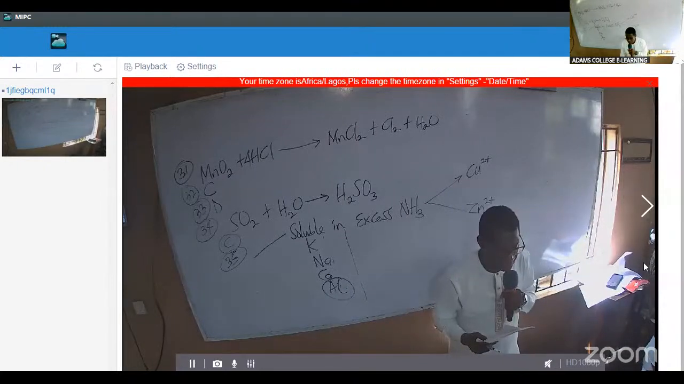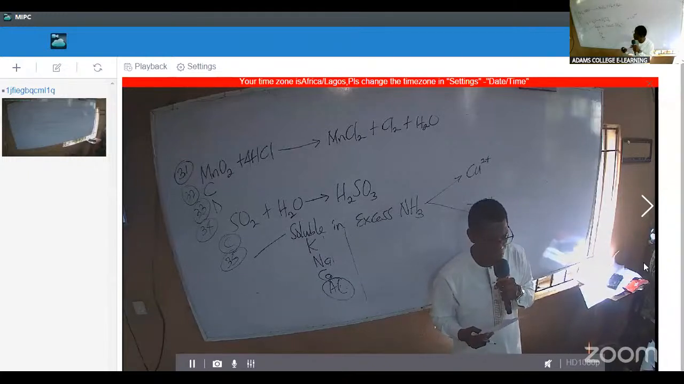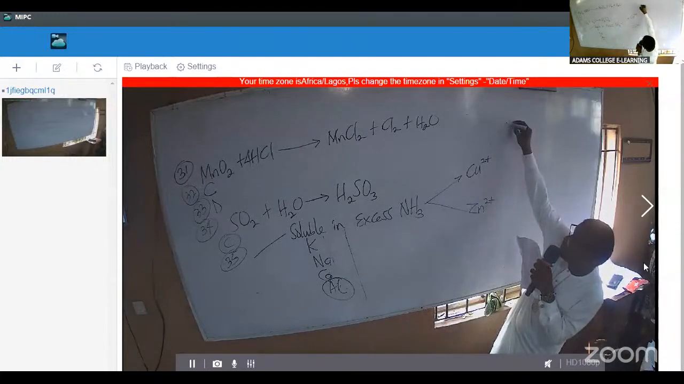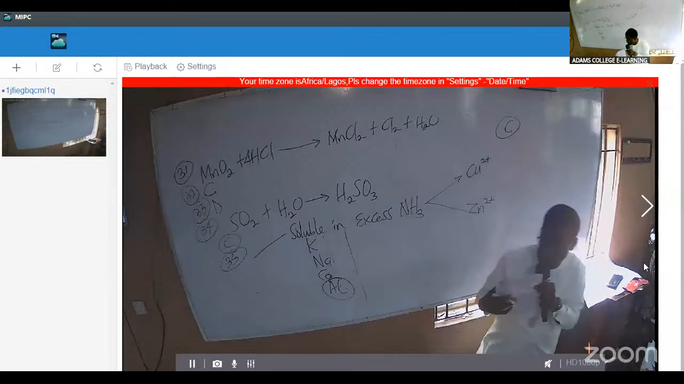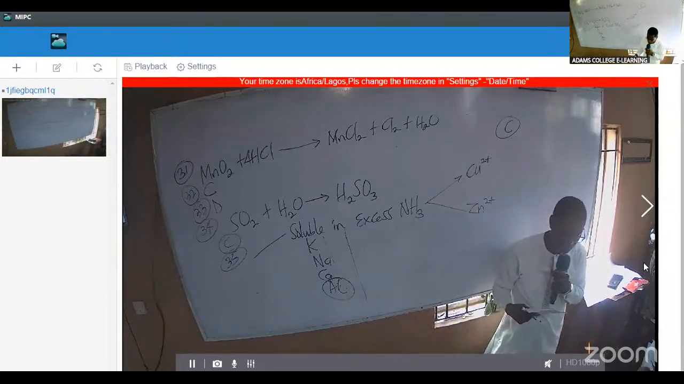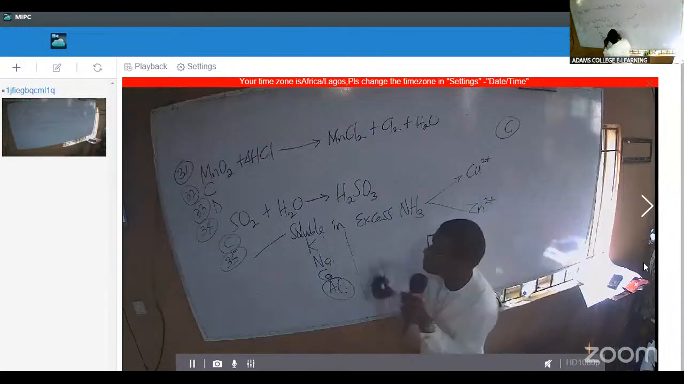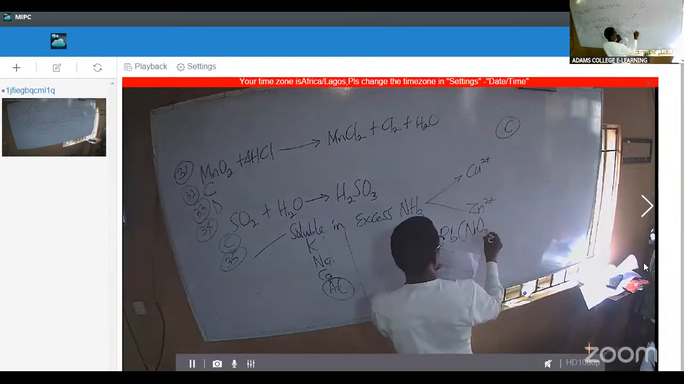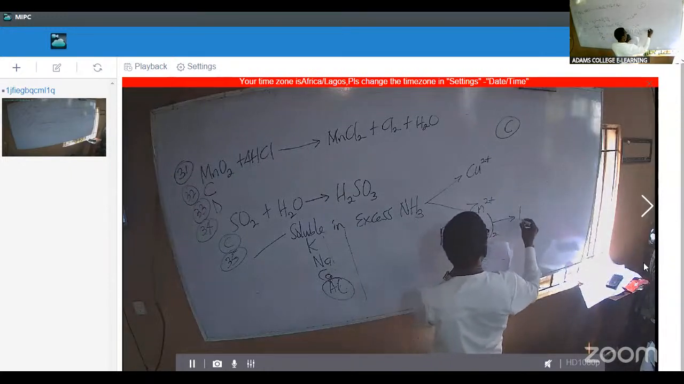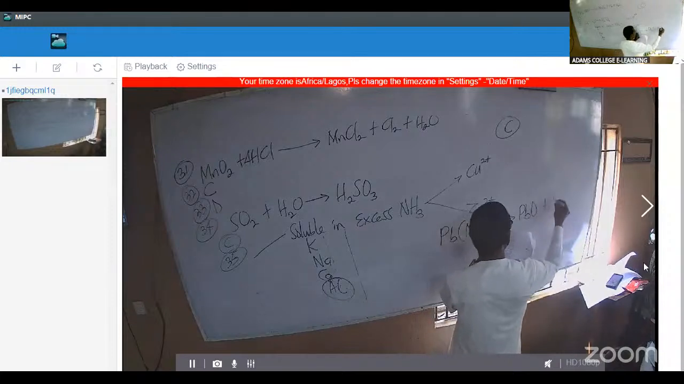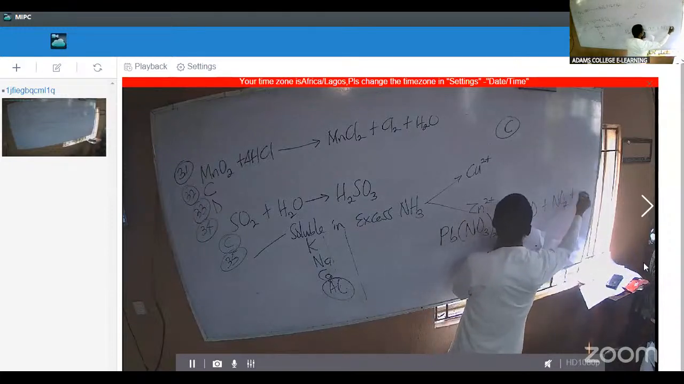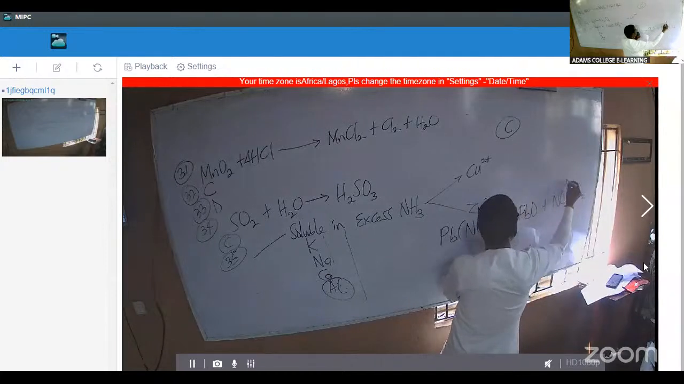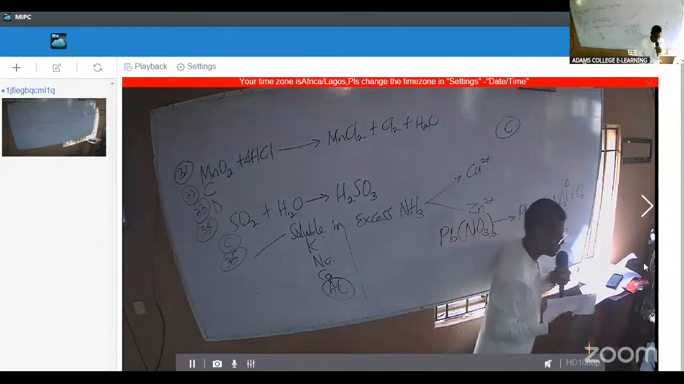38. The modern process of manufacturing steel from iron is called what? Blast reduction. Have you been taught? 39. When you apply heat, we have been writing this many times, lead nitrate. If you heat lead nitrate, what are you going to have? Lead oxide plus what? That's the answer: NO2, reddish brown gas. B.